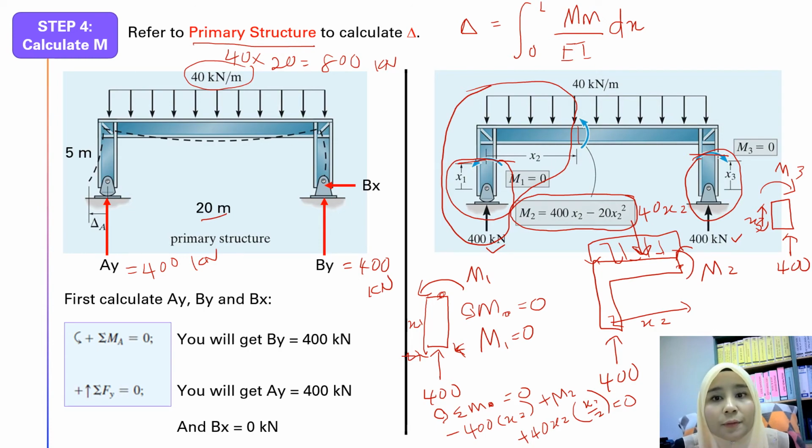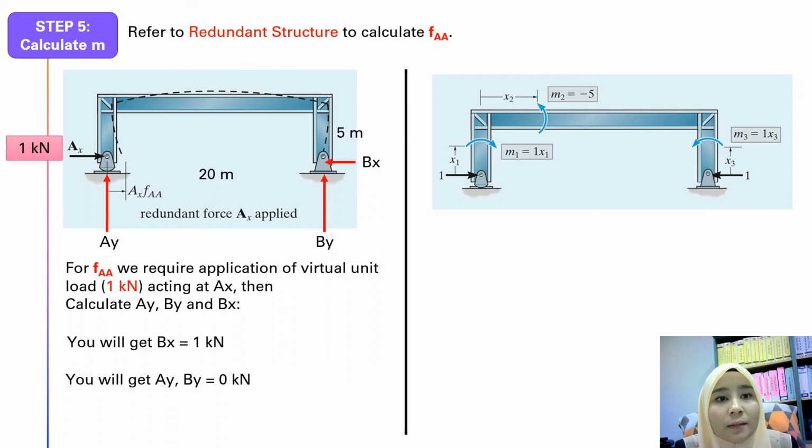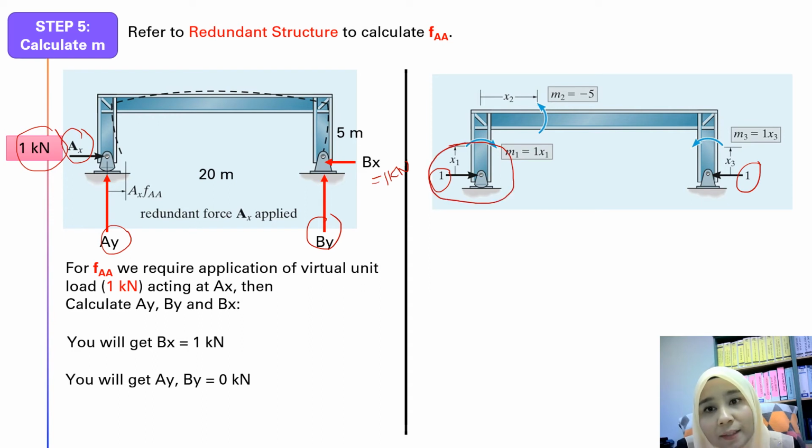Now we move to small m. Okay, small m here. Okay, you replace AX with a virtual 1 kilonewton. So automatically BX will become 1 kilonewton. And AY 0, BY 0, because we don't have any vertical load. You have 1 kilonewton here, you have 1 kilonewton here, and then you cut at the same x1, same x2 and x3.